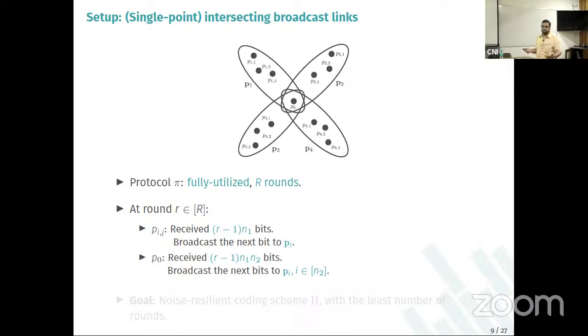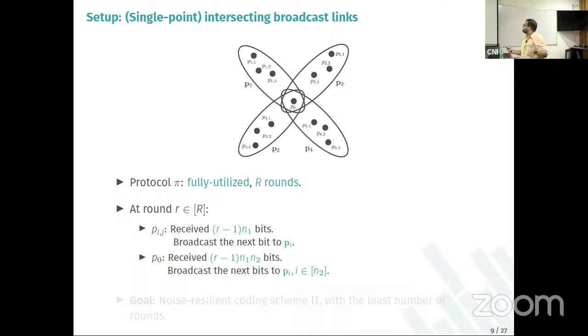This part is not clear. So we need to define a round. Now there are multiple links as well, right? So one round is: P0 sends, P11 sends, P12 sends, so everybody sends one bit along each link it is connected to. That's the definition of fully utilized.